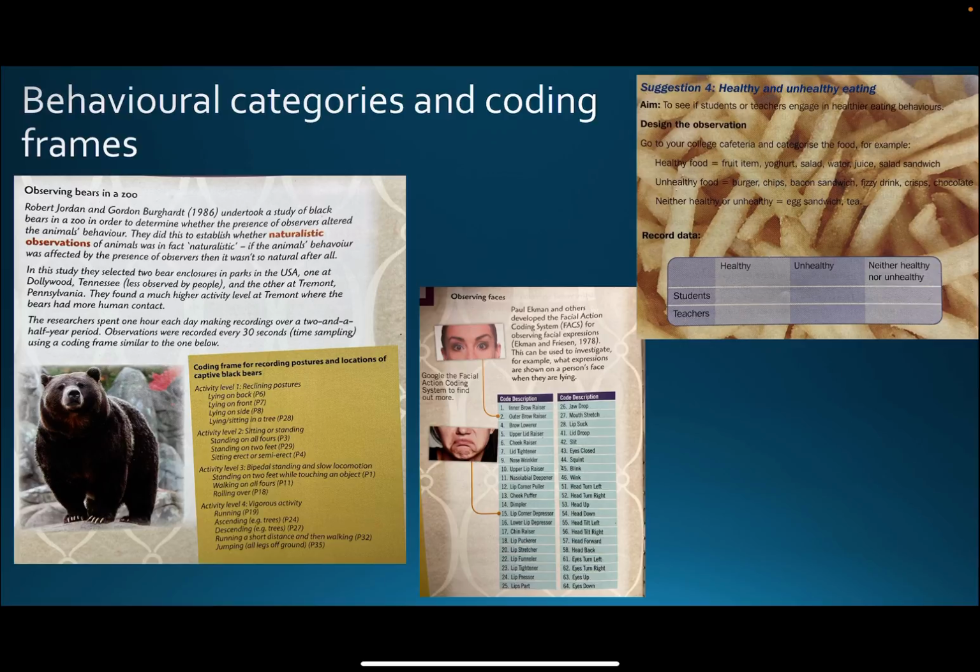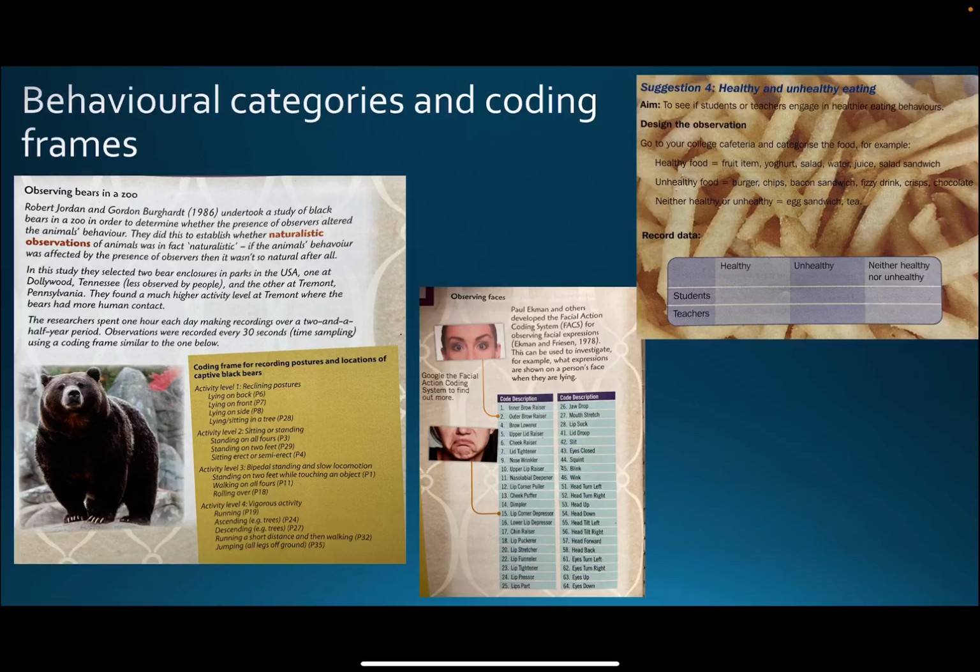There's in the middle there, the observing faces example. You can see these are all sorts of different facial expressions they were looking for in this observation, and they've given them all numbers. So they've got coding numbers. This is an example of a coding frame where each of those different expressions has a number to refer to.